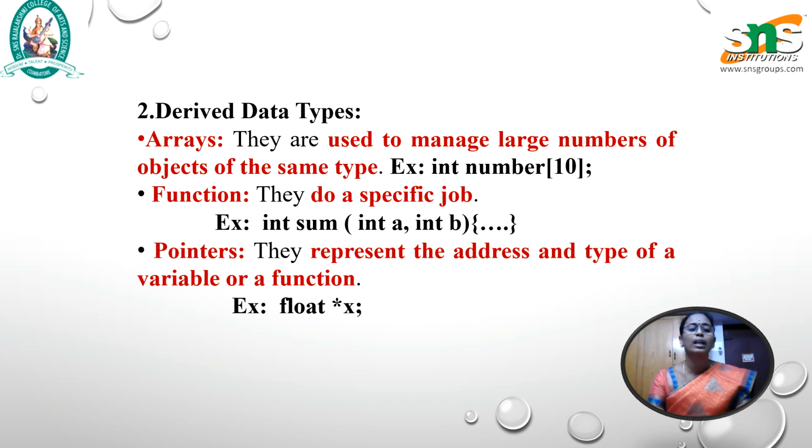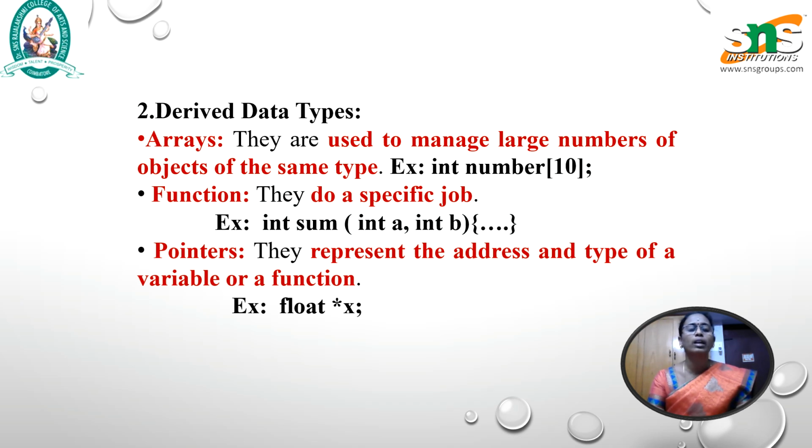The second one is derived data type. Apart from the built-in data types, we are provided with derived data types, that is data types which are derived from the existing data types or from the primary data types. The derived data types are arrays, functions and pointers.